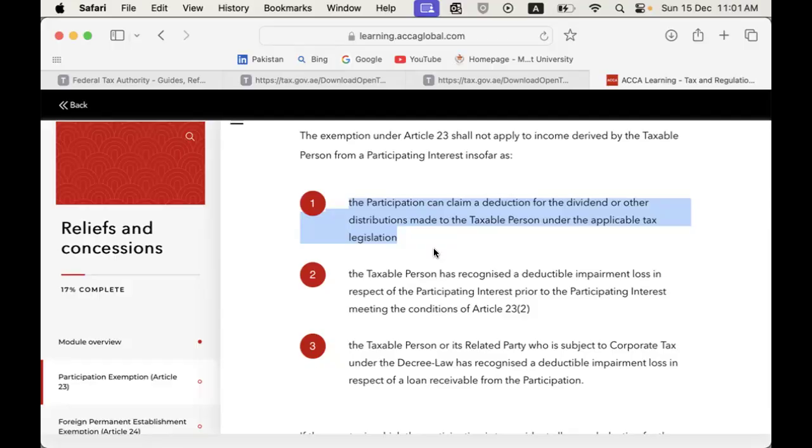If the money that this foreign company is sending us, a UAE taxable person, is booked in their profit and loss account as an expense, when do we ever book dividend paid as an expense? Can somebody tell me? You guys are professional accountants. Can you book dividend paid as an expense? No, you cannot.